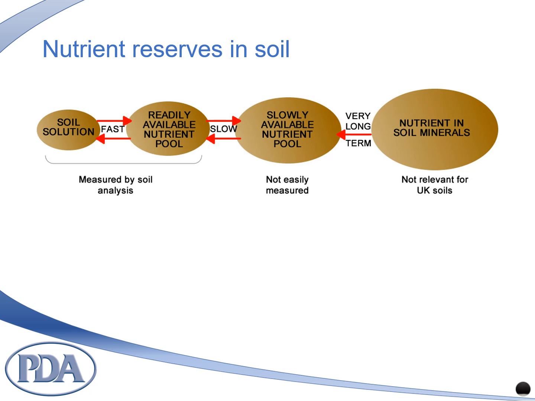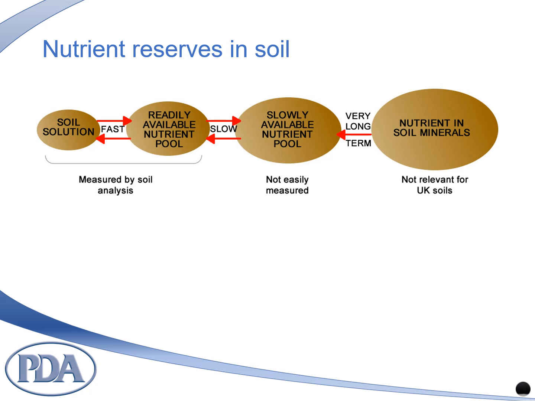Nutrient reserves in the soil. The diagram here shows the different pools of nutrient and their relative availability and the relative size within soils. On the left-hand side is the soil solution, where all the transfer of nutrients occur. So applications of fertilizer, manure, and any nutrient provided through rainfall would first enter the soil solution pool.